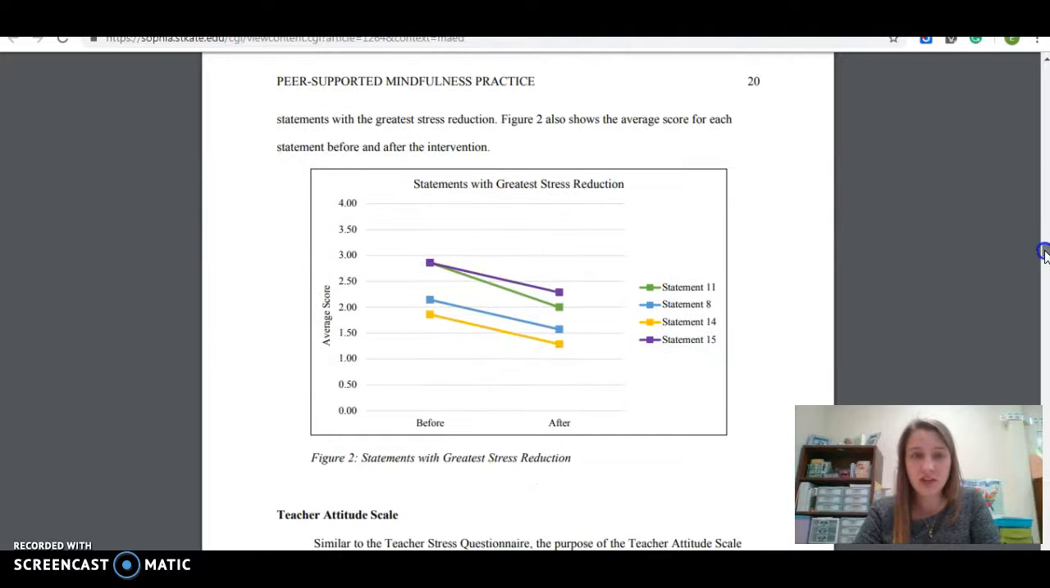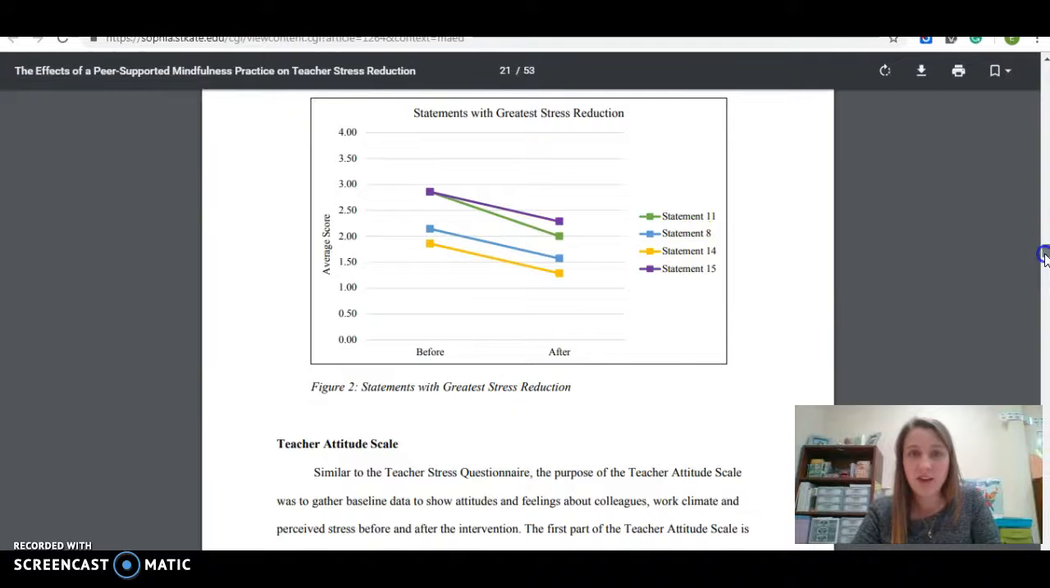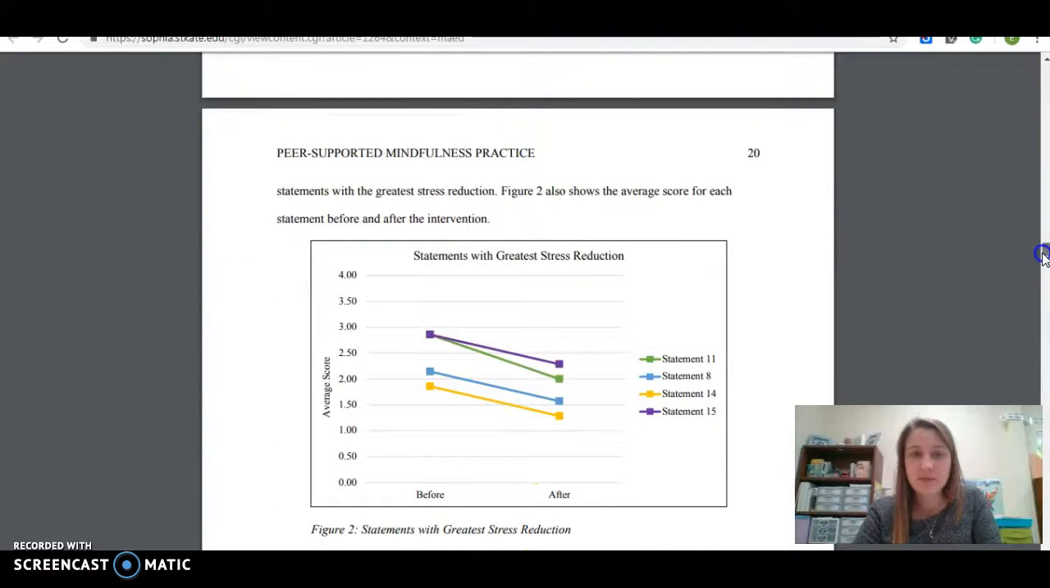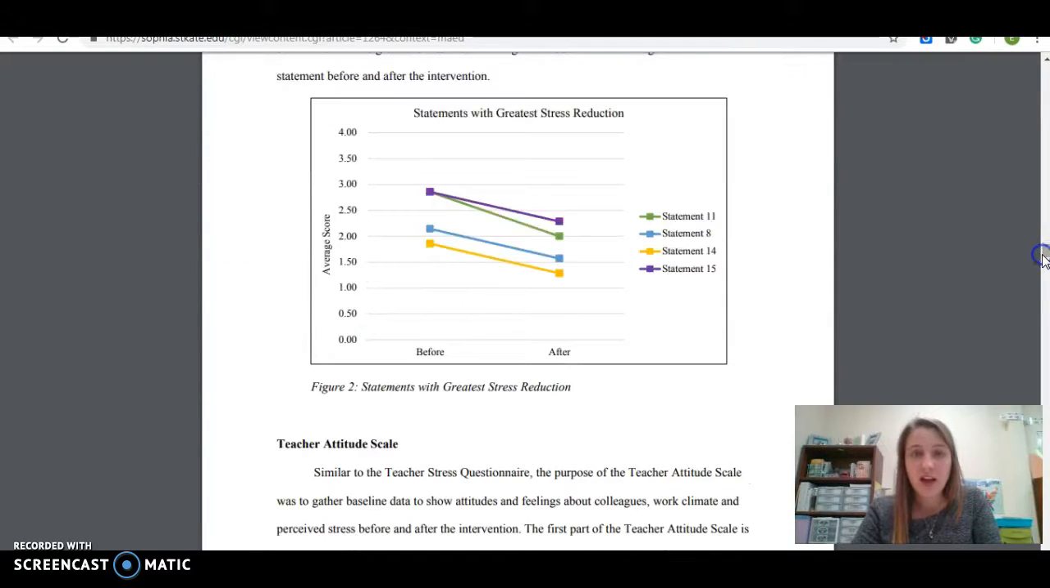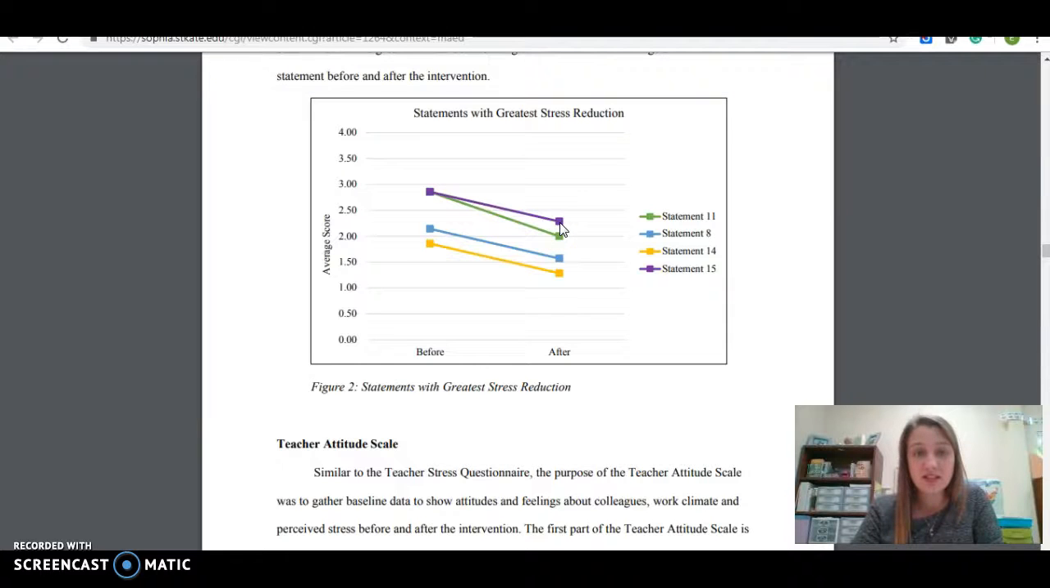She goes on to show that there are statements with the greatest stress reduction. There are 4 different statements she looked at from up above here, from her stress questionnaire, and it seems that it went down. And we'll see that like statement 15, it was just below 3.0, but then it went down to just under 2.5. This looks statistically significant when you're just glancing at it.